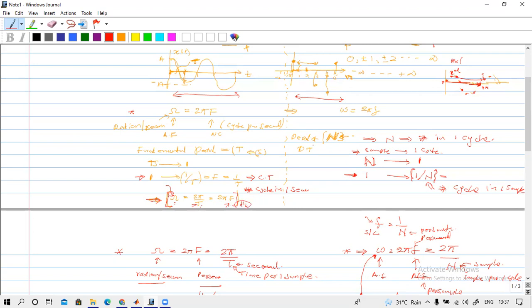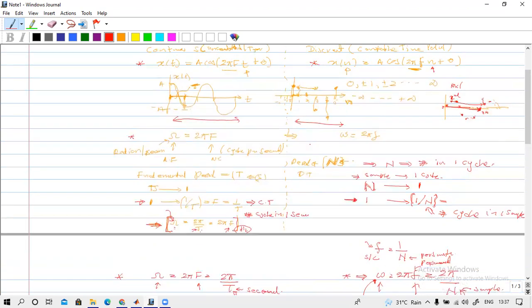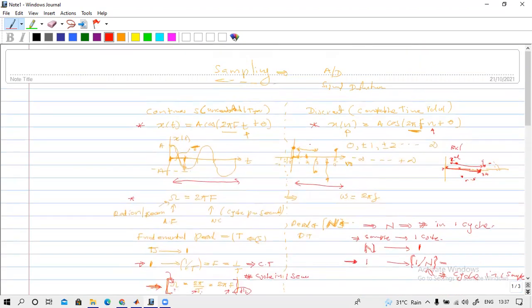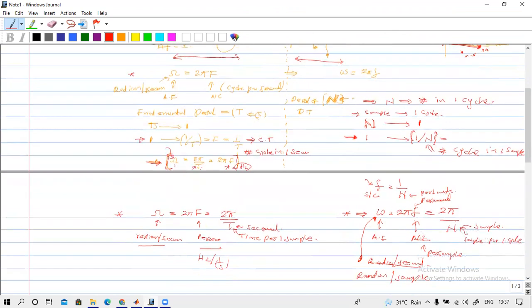So in case of discrete time signal, this is the relationship between the angular velocity and frequency. Here it is 2 pi by N. This omega is equal to 2 pi f, and 2 pi by N.